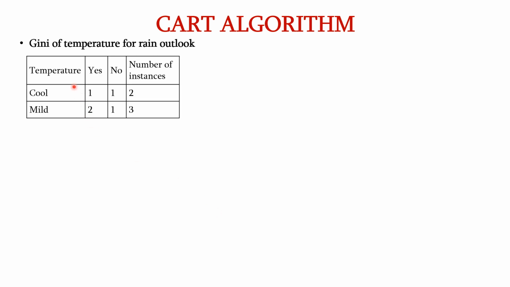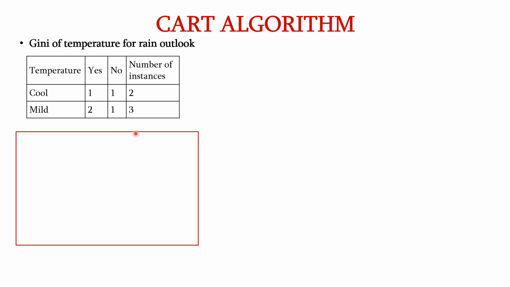As per the original table, for the temperature feature we have two values, cool and mild. For cool, the total number of instances is 2, the number of yes instances is 1, and the number of no instances is 1. For mild, the total number of instances is 3, the number of yes is 2, and the number of no is 1. So let us find the Gini index for this.